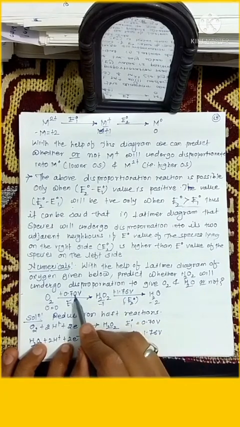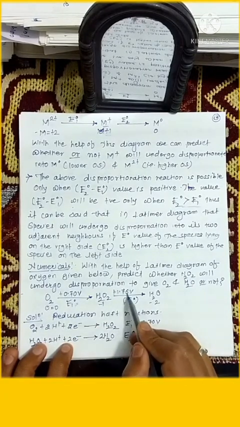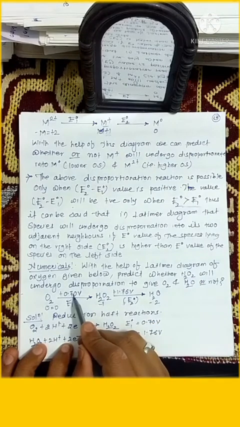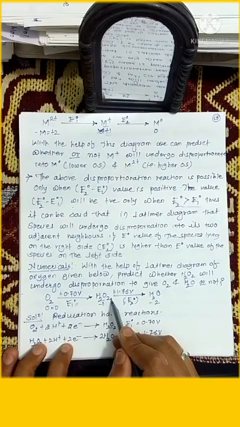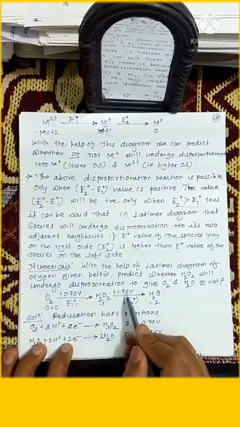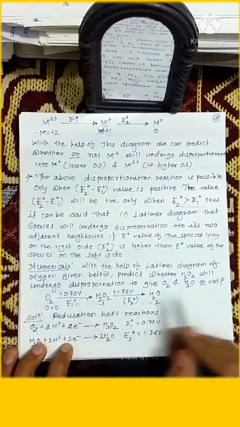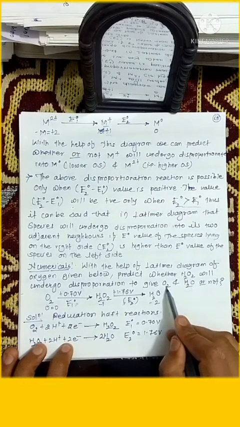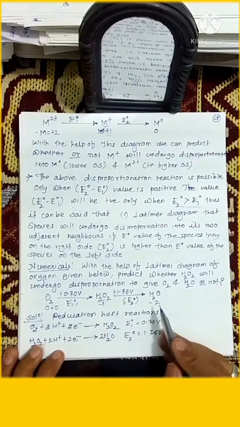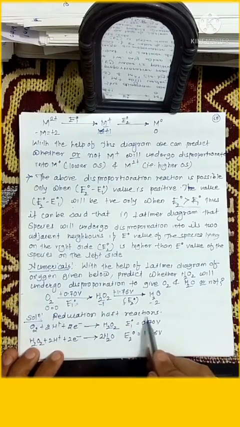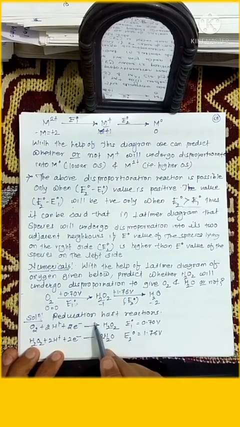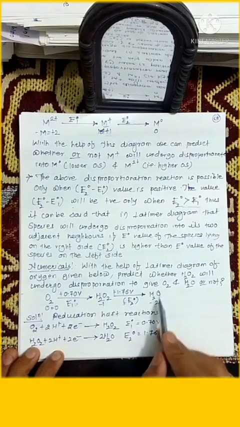From these two values, we see that E2 value is greater than E1. So it simply means that H2O2 disproportionates into water and oxygen. So how is it going to be solved? We have to write the reduction half cell reaction for this.